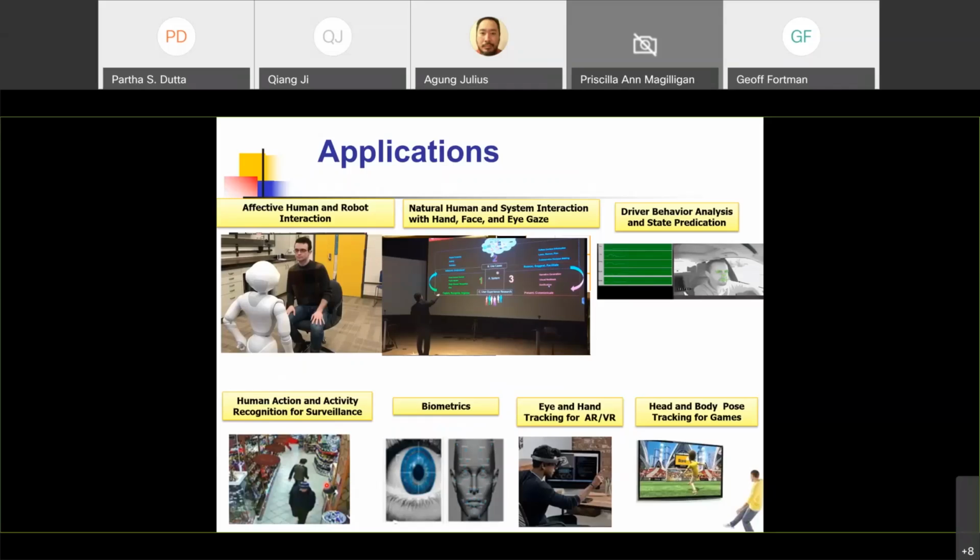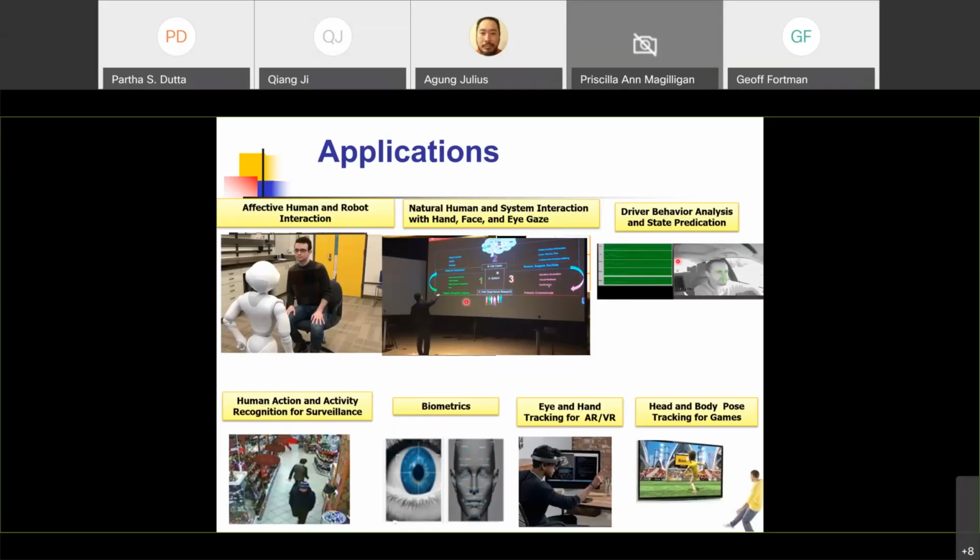In machine learning and computer vision, we have applied them to different applications. This is the last page of my slides. This is, for example, for human-robot interaction and natural human-machine interaction. Here you can see a human interacting with the screen by using gestures.